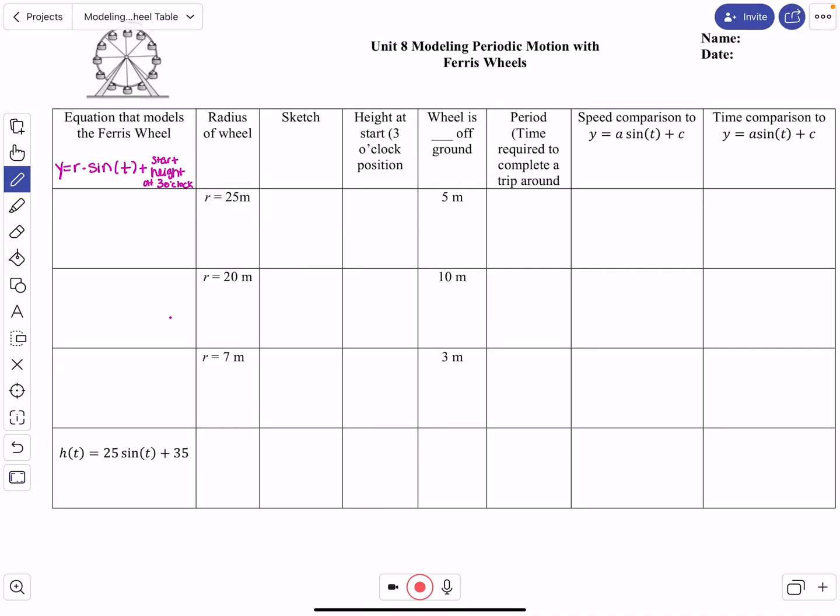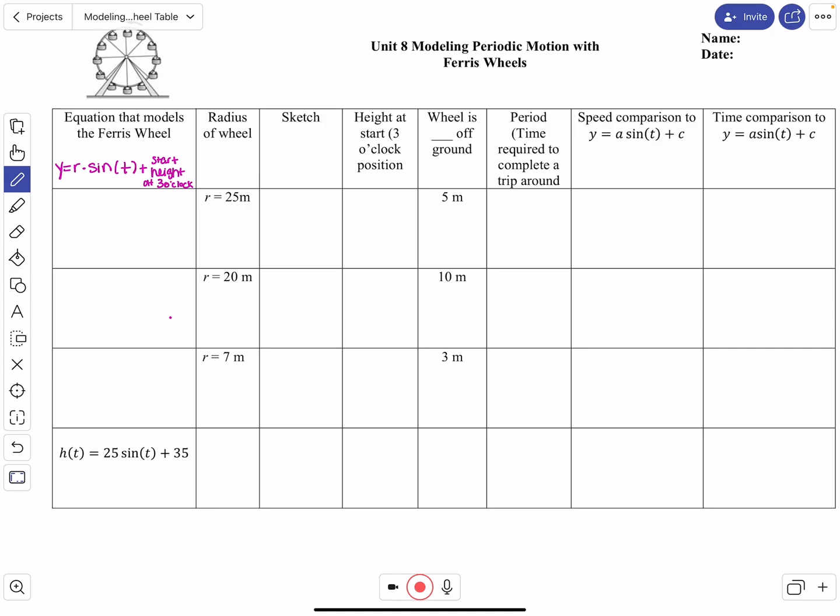So this table is going to help us model equations for the Ferris wheel. And we're going to go through this and talk about where each of the numbers go. Now I've already written in our basic form of the equation, and you'll want to copy this down.